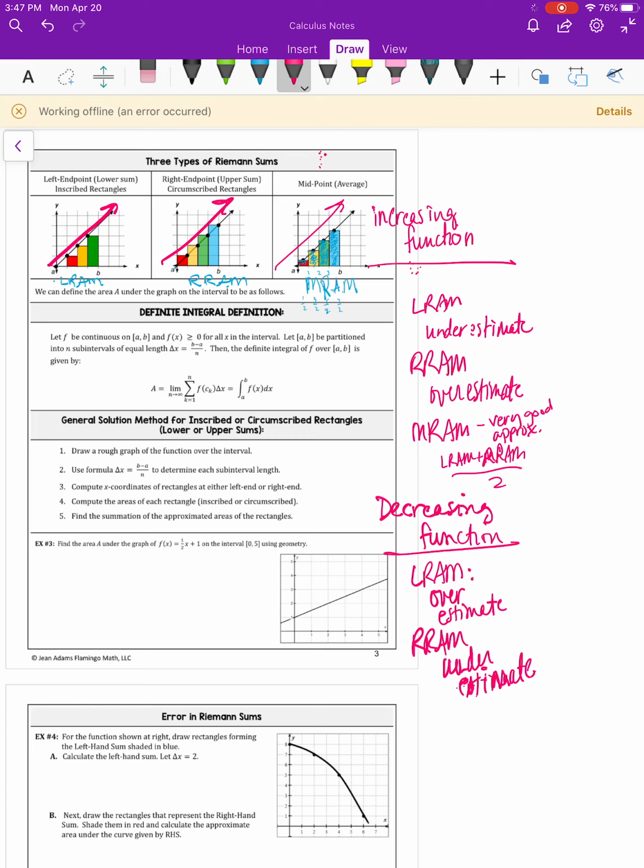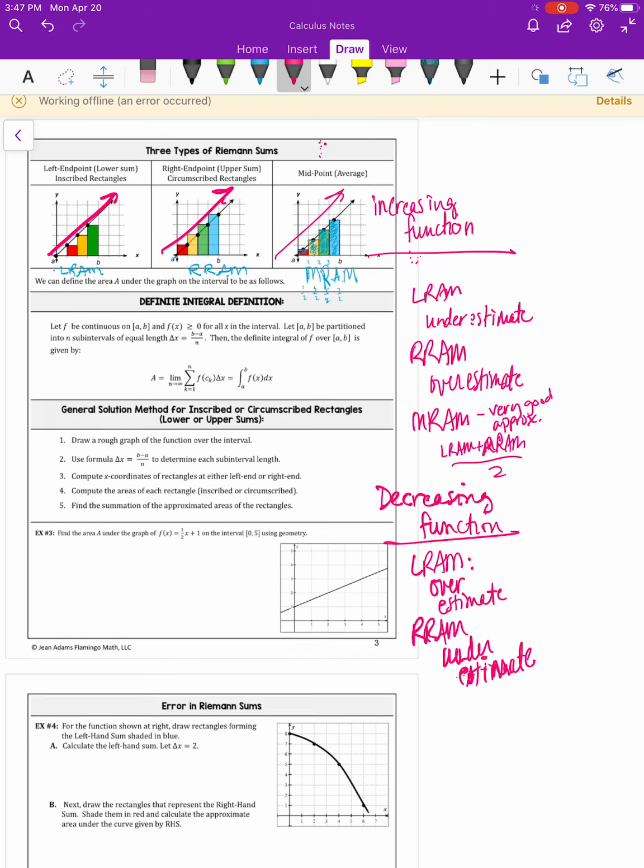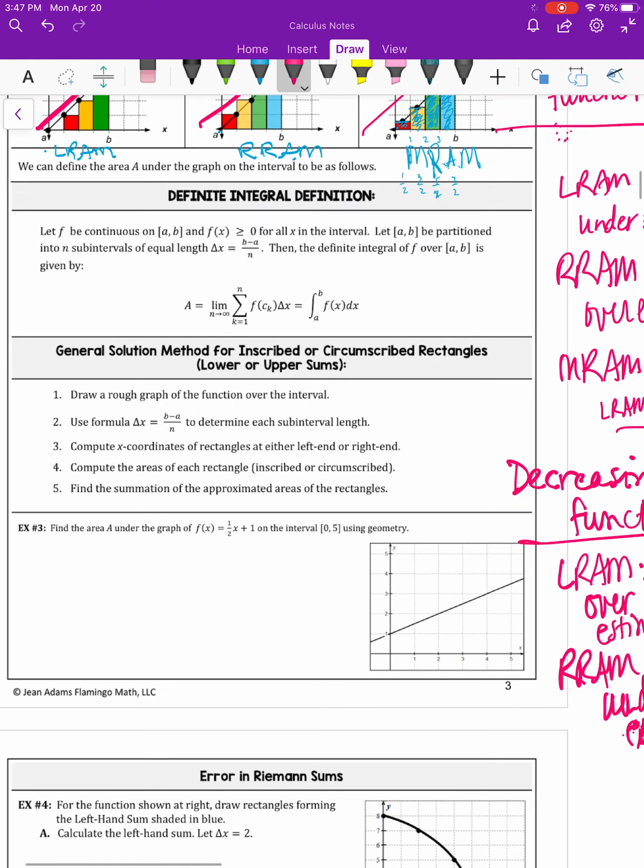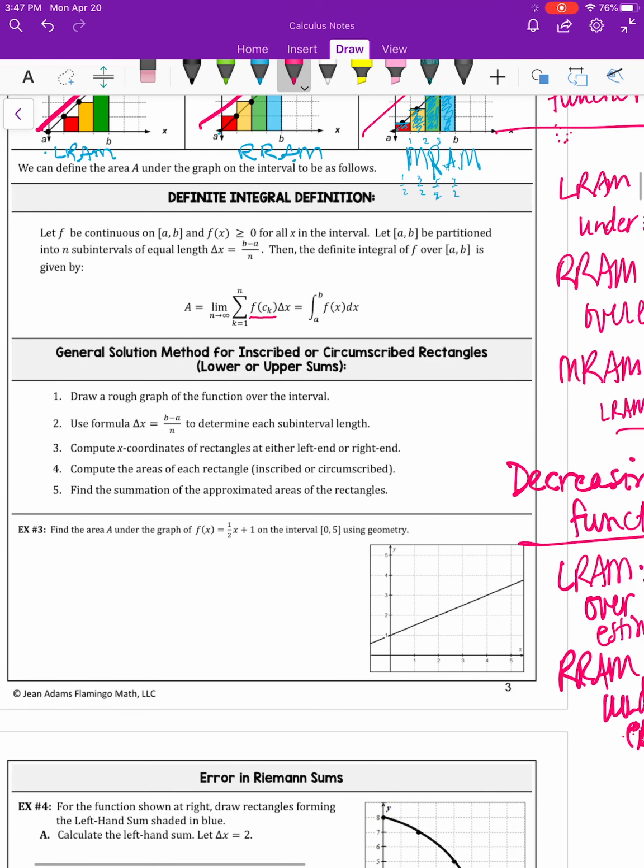So now, definite integral definition. Let f be a continuous function on the closed interval [a, b] and f of x greater than or equal to 0 for all x in the interval. Let the closed interval [a, b] be partitioned into n subintervals of equal length, delta x equals (b minus a) over n. Then the definite integral of f over [a, b] is given by the limit as n goes to infinity of the summation k equals 1 to n of f of c sub k times delta x, which is equivalent to the integral from a to b of f of x dx.